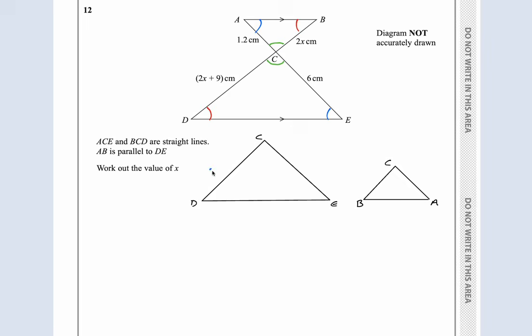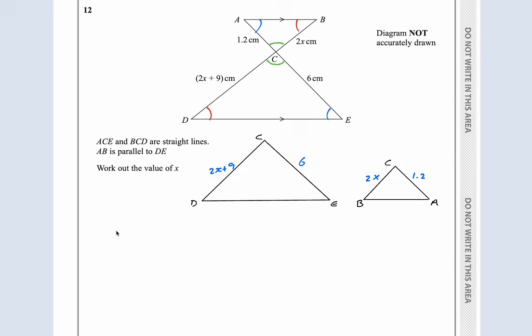And now we can start putting in our values. So this is 2x plus 9. This is 6. The AC is 1.2. So this is 1.2. And BC is 2x. So this is 2x. Okay. And he says work out the value of x.